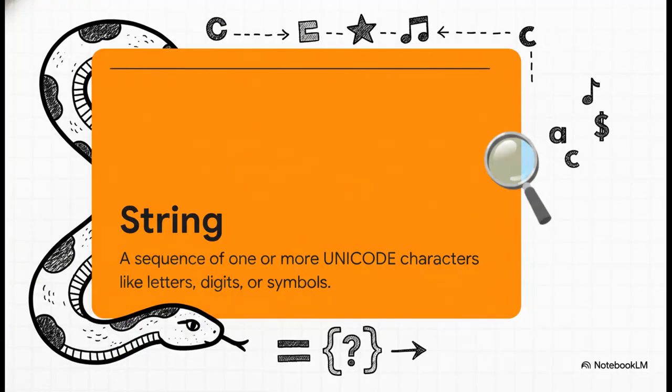So what actually is a string? Basically, it's just a sequence of Unicode characters. This could be letters, digits, blank spaces, or really any symbol you can type. Now, here's a pretty fascinating quirk right off the bat. Python doesn't actually have a separate character data type. While a lot of other languages treat a single letter totally differently than a whole word, in Python, a single letter is just considered a string with a length of 1. It keeps things nice and simple.